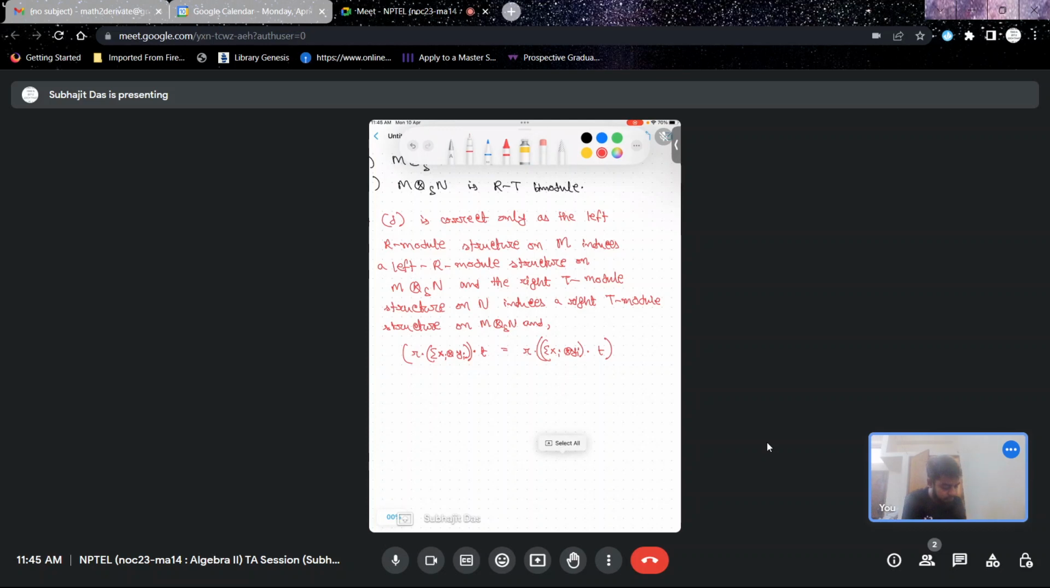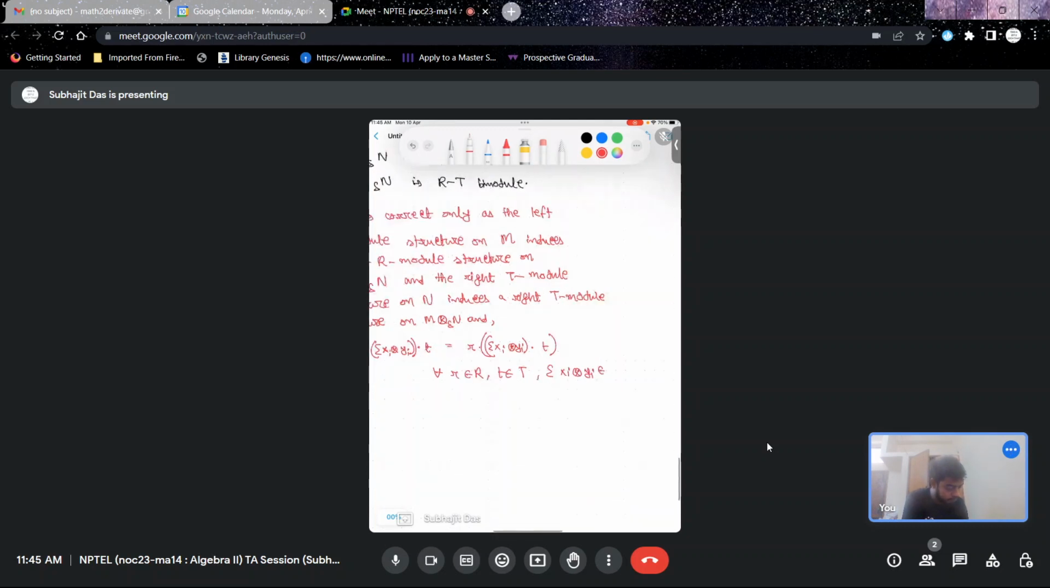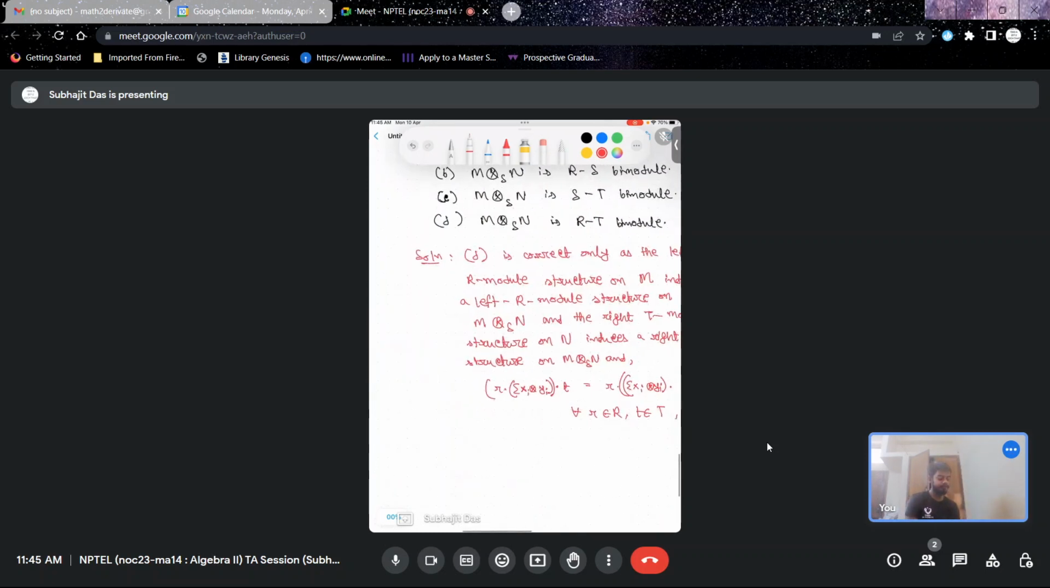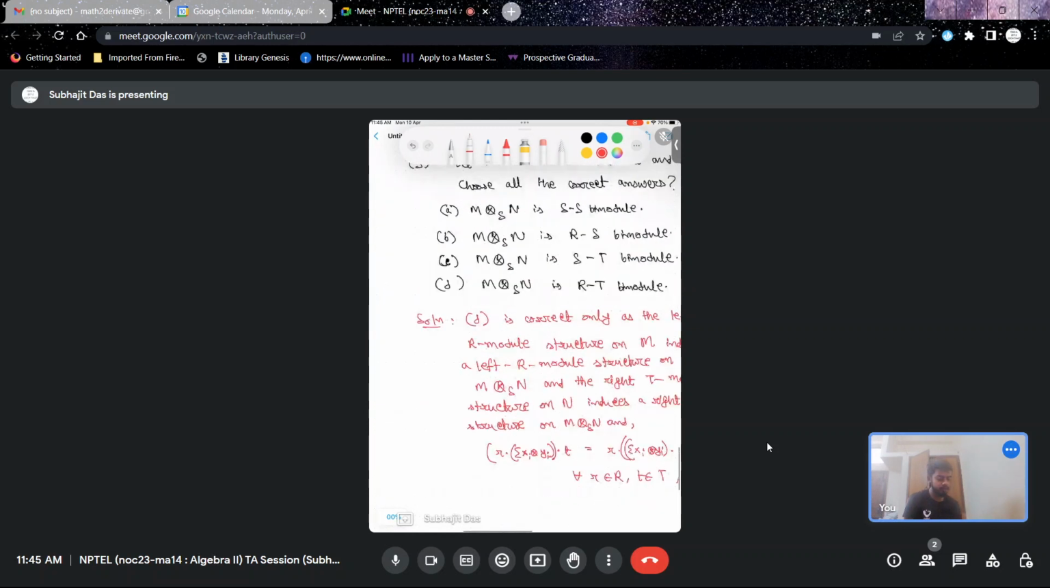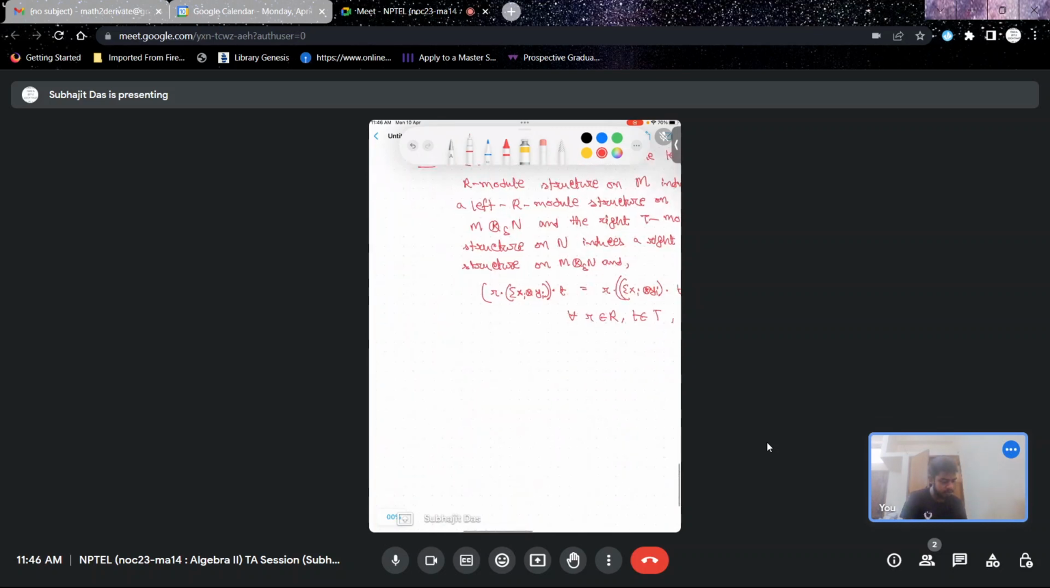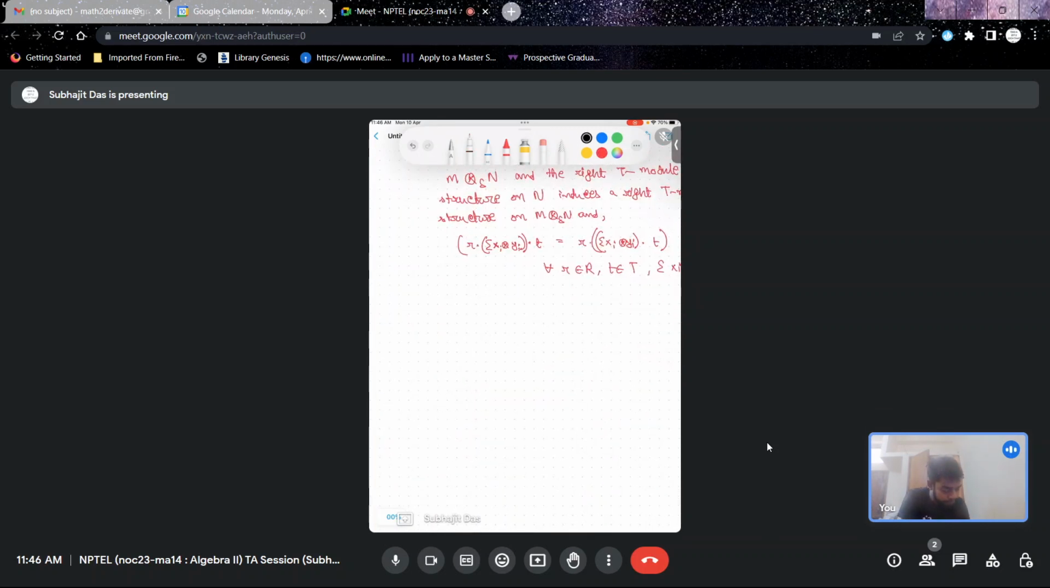For all r in R, t in T, and sum x_i tensor y_i in M tensor over S with M. Of course, finite sums. So option D is correct. Option C, option B, option A, all three are incorrect. Right. So let us move on to the next problem.